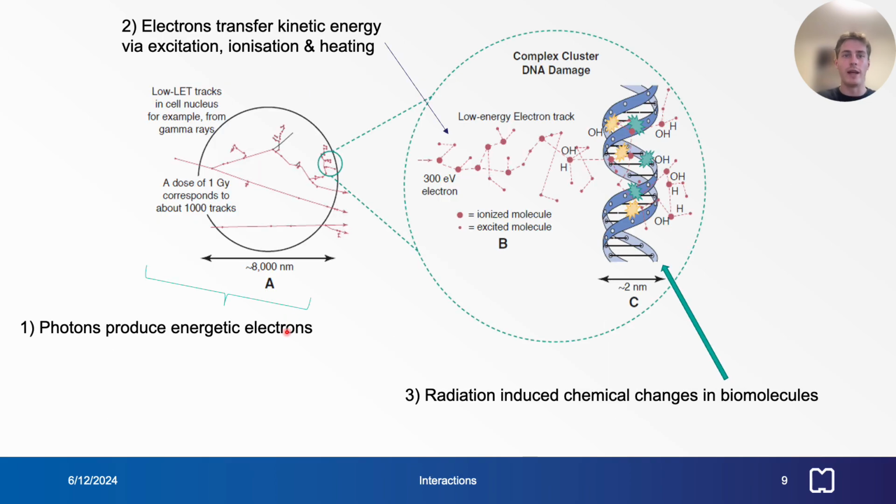In terms of the way that radiation deposits its energy, we show a simplified picture. So the first step is that incident photons interact in tissue to produce energetic electrons. Each energetic electron produces thousands of lower energy electrons. And these low energy electrons can cause excitations and ionizations in important biomolecules such as DNA.